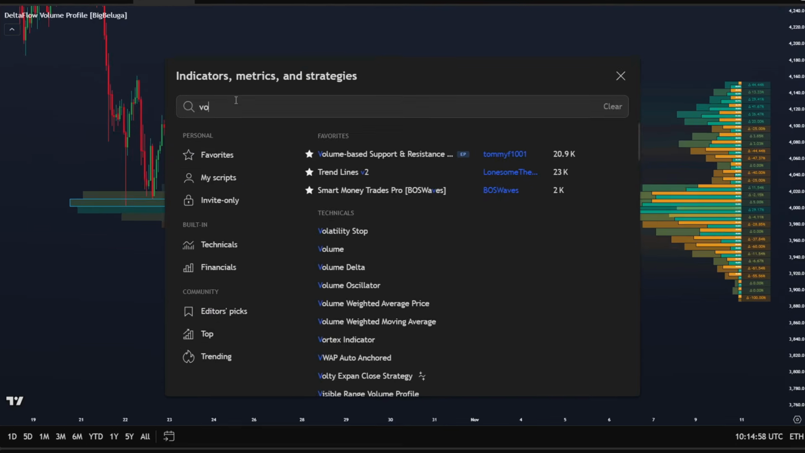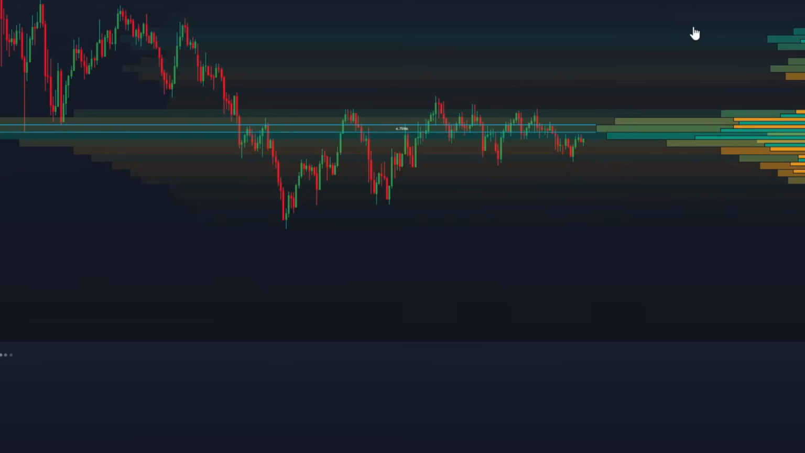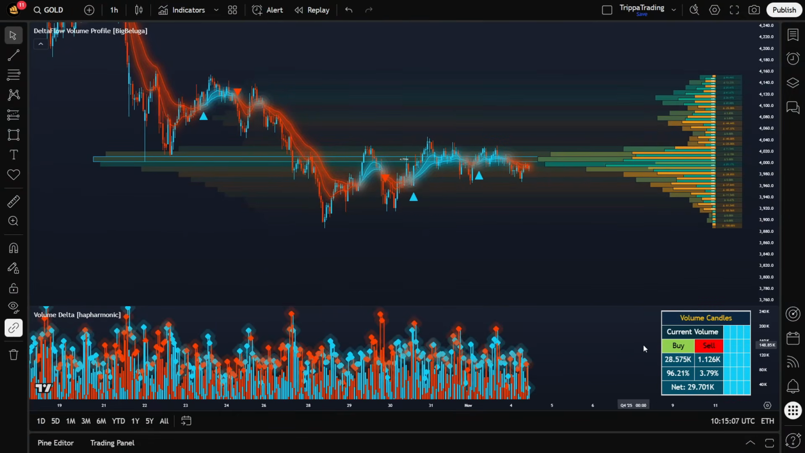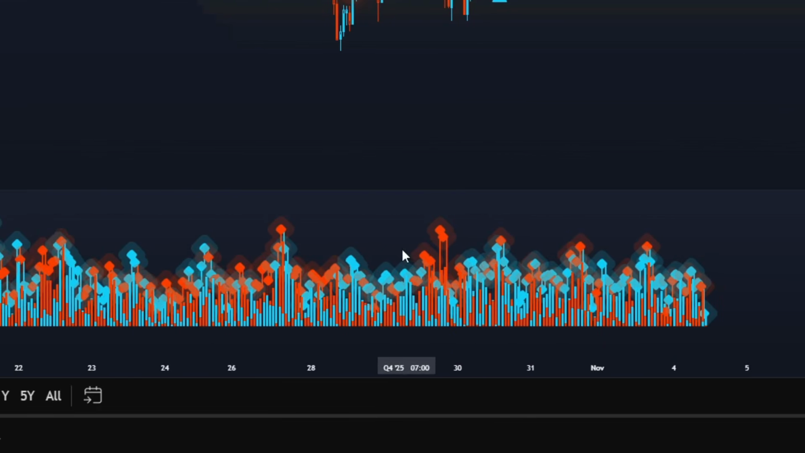So you can open the Indicators tab again from here. Search for the volume delta indicator. It's the one created by Harmonic. Add it to your chart. You'll see two things appear, a data table and volume bars under the chart.